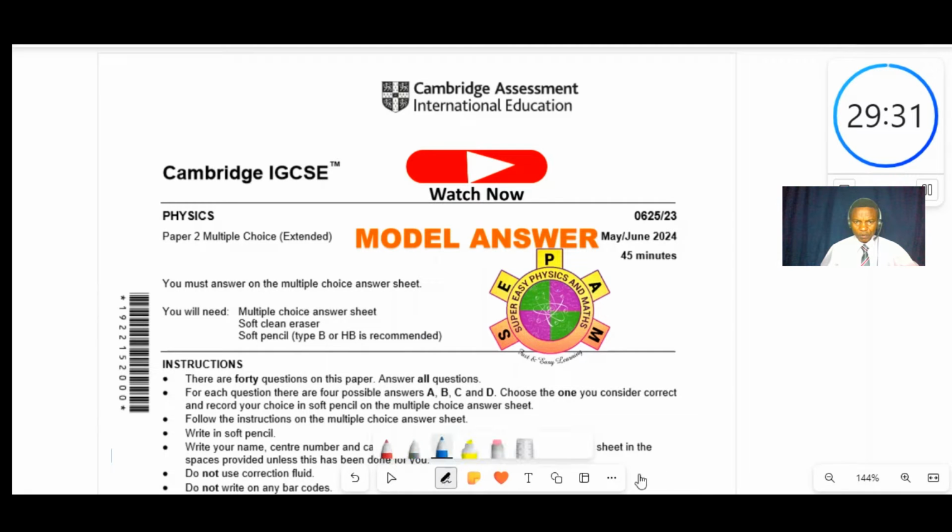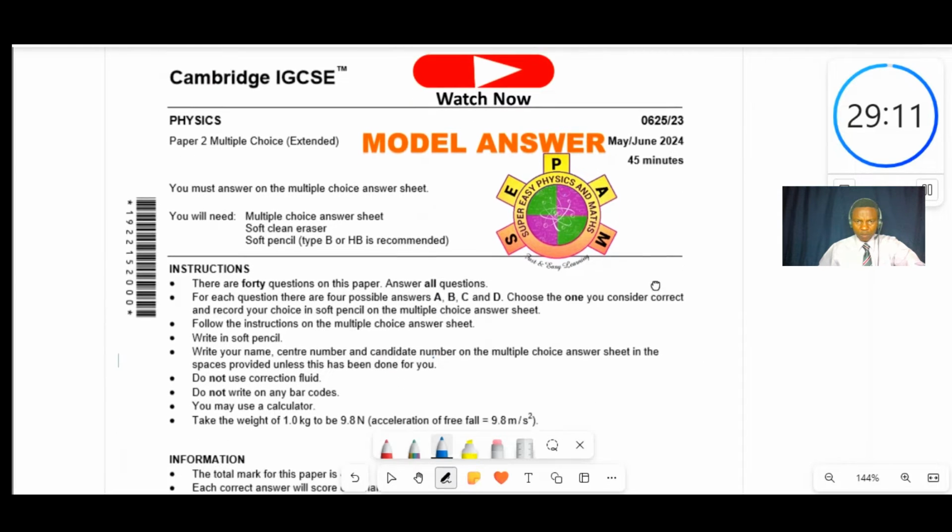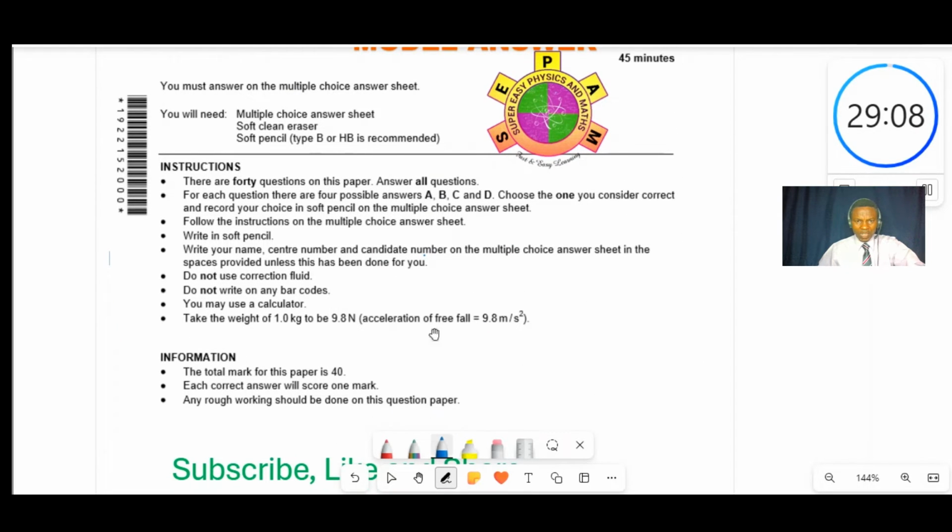Alright, so the total duration for this paper is 45 minutes, and then we are expected to use the constant acceleration due to gravity as 9.8 meters per second square.